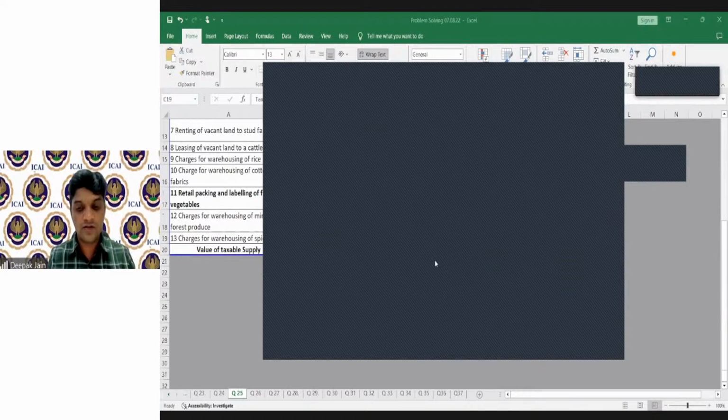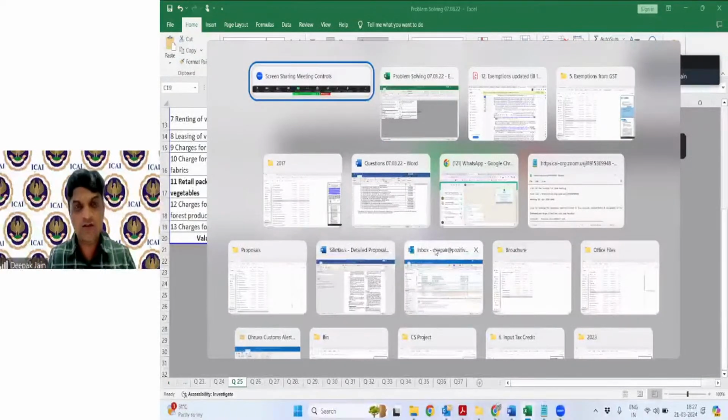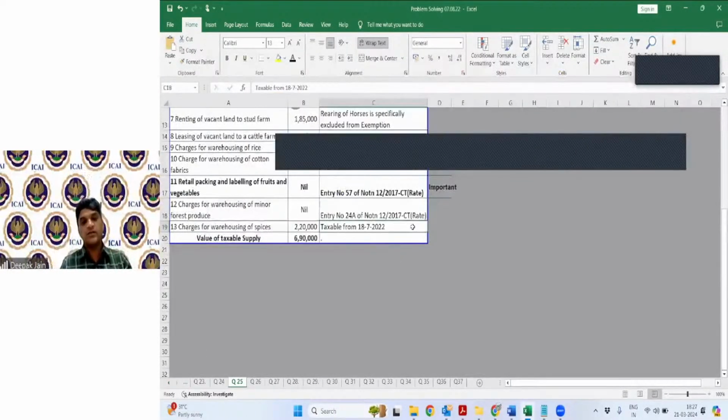Let's proceed to the point number 10. It is only cotton, then only if it is cotton, then it will become exempted. Since it is cotton fabric, that becomes taxable. Had it been only cotton, it will become exempted.